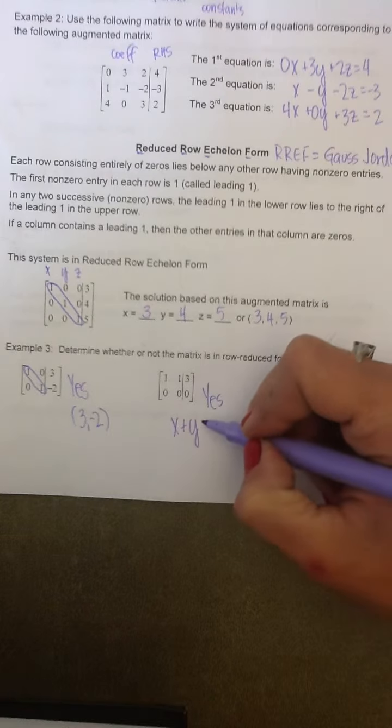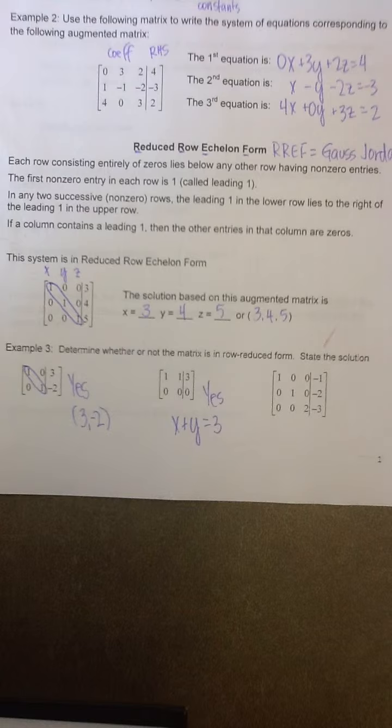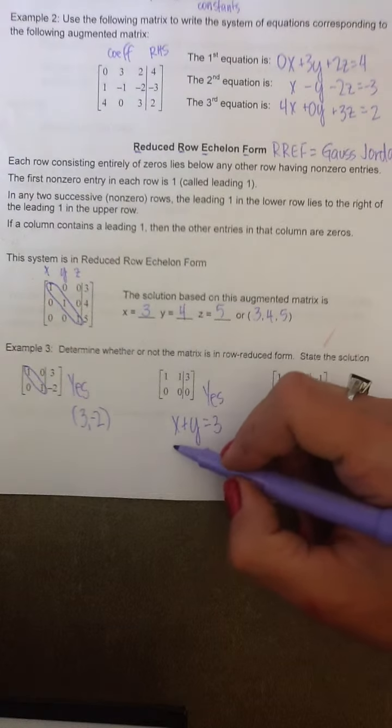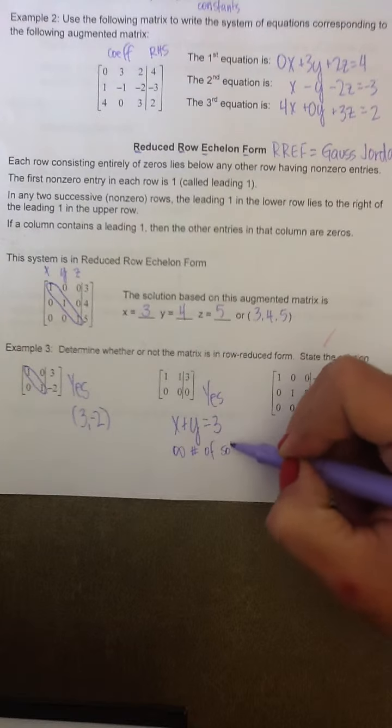So I would say yes, this is in reduced row echelon form, and the equation represented by this is x plus y equals 3. I could come up with a gazillion pairs of numbers that add up to 3. For example, 1 and 2, 2 and 1, 0, 3, 3, 0, negative 1 and 4, 4 and negative 1, and so on and so forth. So this is an example of a system with an infinite number of solutions.